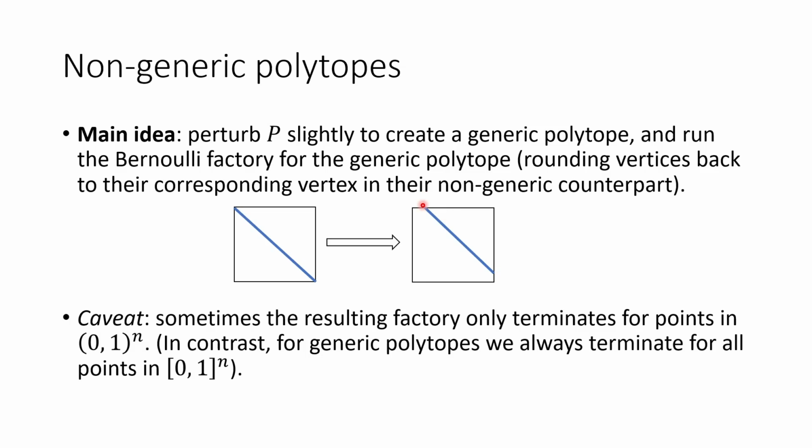And then you can round these vertices back to the corresponding vertex of the non-generic counterpart, as long as you didn't perturb by too much, to get a factory for the original non-generic polytope. And you can show that this sort of procedure works.